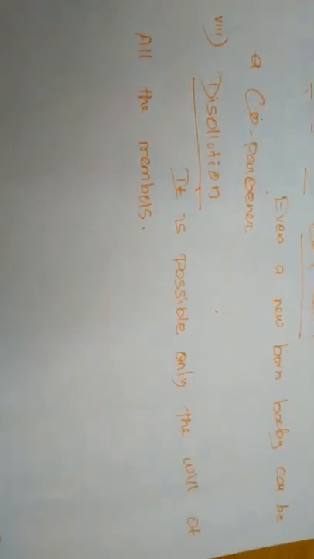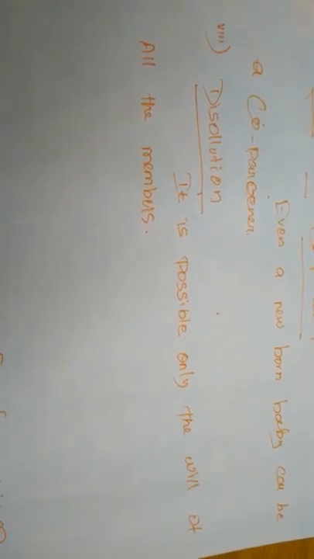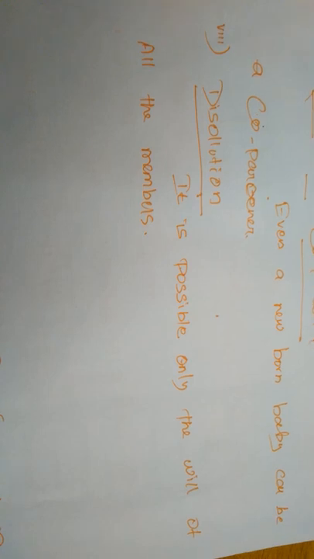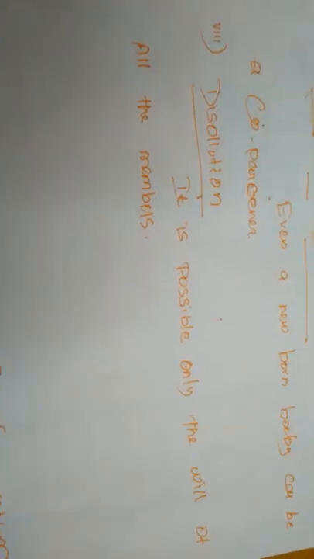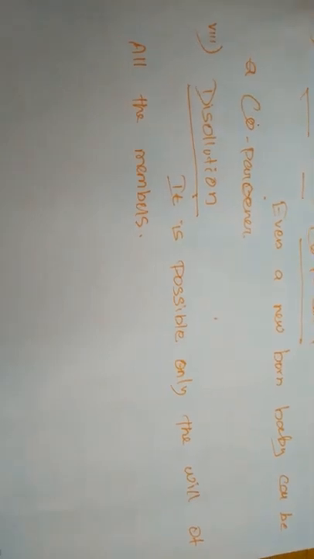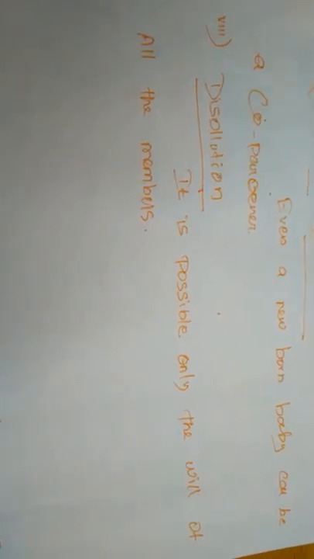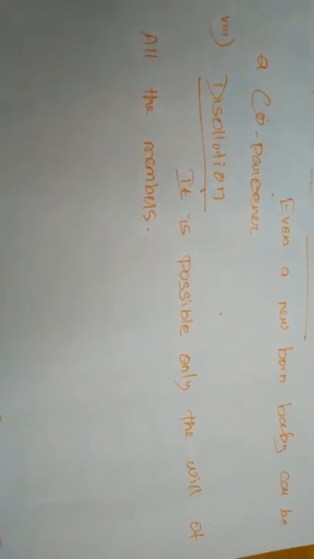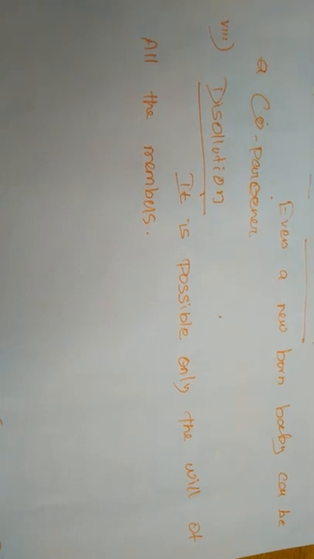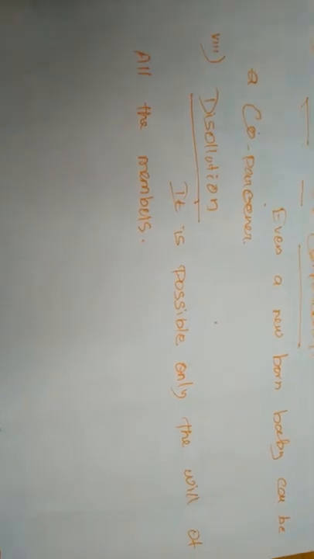Next, dissolution. Dissolution means dismantling the organization. It is possible only with the will of all the members. If the business organization wants to come to an end, all the members have to provide consent. Only with the willingness of all the members will this type of organization come to an end. Otherwise, it will not come to an end.